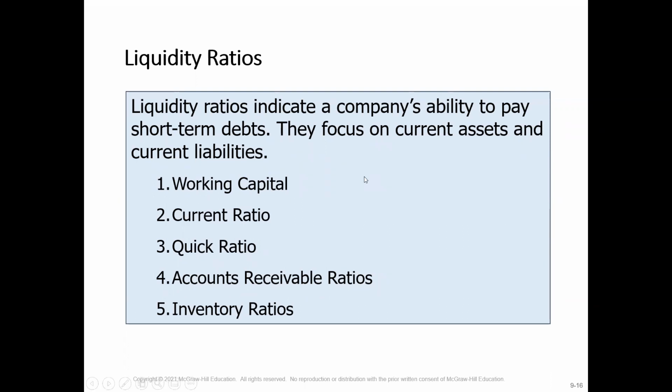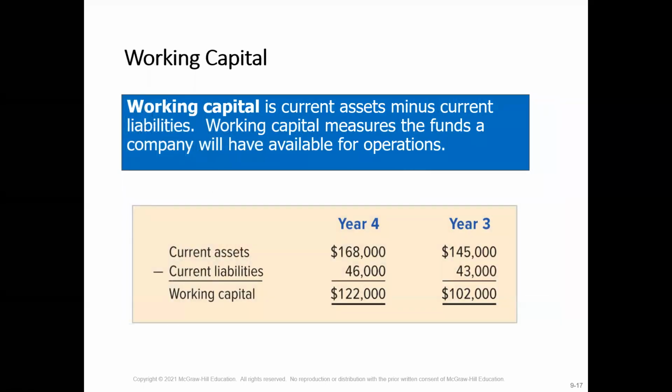Liquidity ratios, there are 5 of those that are most common in practice. There are others, but it kind of tends to be overkill once you get into some of the more nerdy ones. So working capital, very commonly used. That's not really a division, that's just a subtraction. Working capital is just current assets minus current liabilities.